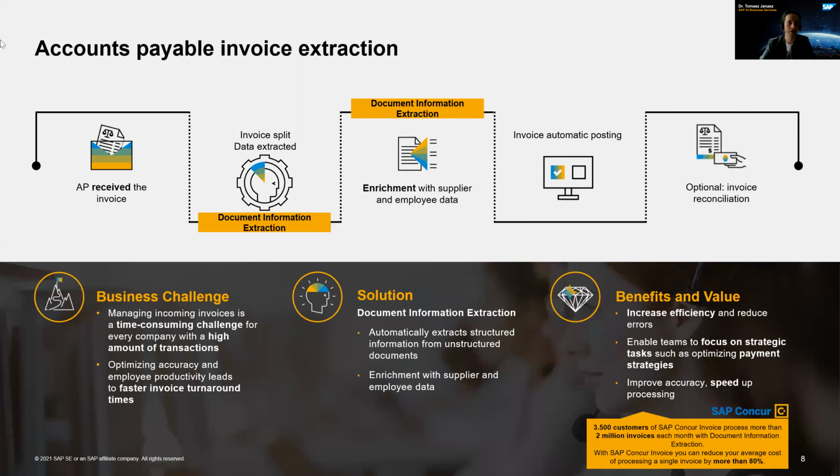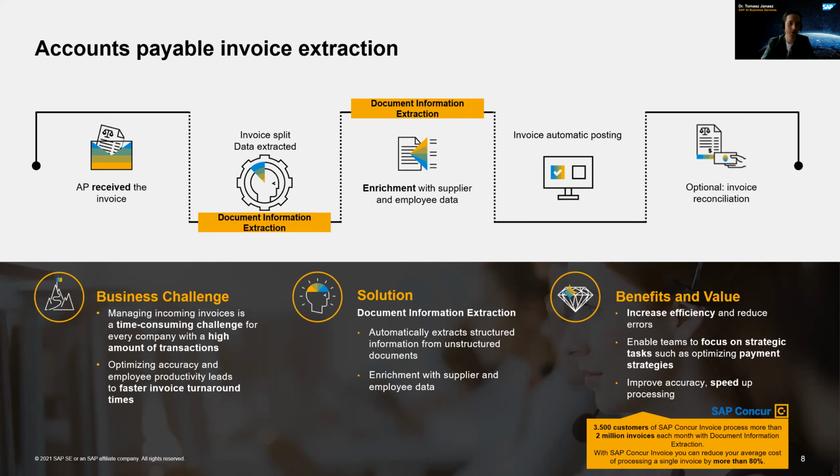So let me start with the first one, which relates to accounts payable and invoice extraction. Accounts payable is the most time and labor intensive finance and administration function nowadays, as you can imagine. In fact, processing costs per invoice range from $5 to $12. Roughly 62% of the costs come from manual processing. Document information extraction can provide added value by automatically extracting and enriching unstructured data from an invoice.